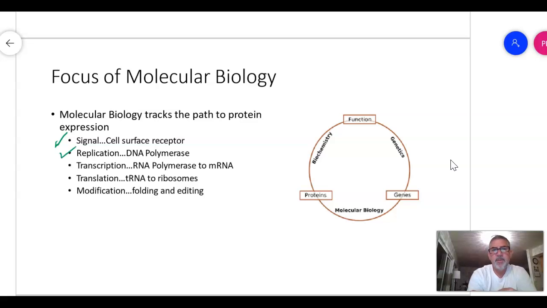Replication, right? So DNA polymerases are of interest. Transcription, remember, is how I read DNA. Translation is how I make DNA into proteins. Then how we modify those proteins to make them functional. So this whole path from DNA to protein is kind of the focus of what we want to do here.